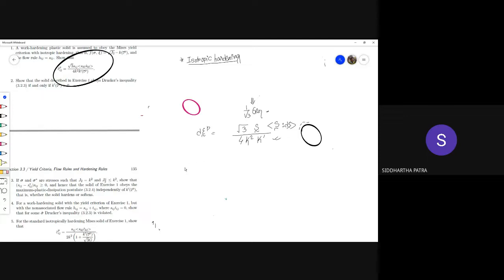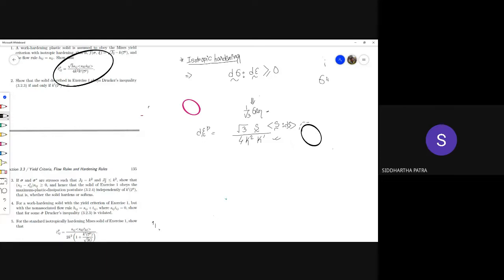Okay. So they are telling you to show that the solid described in exercise 1 obeys the Drucker inequality, which basically is d sigma inner product d epsilon is greater than or equal to 0. That is the Drucker inequality. Okay, so that also we discussed in the previous week.